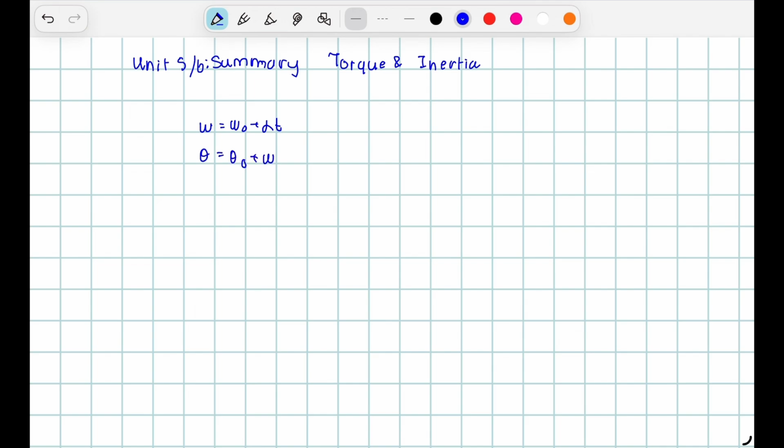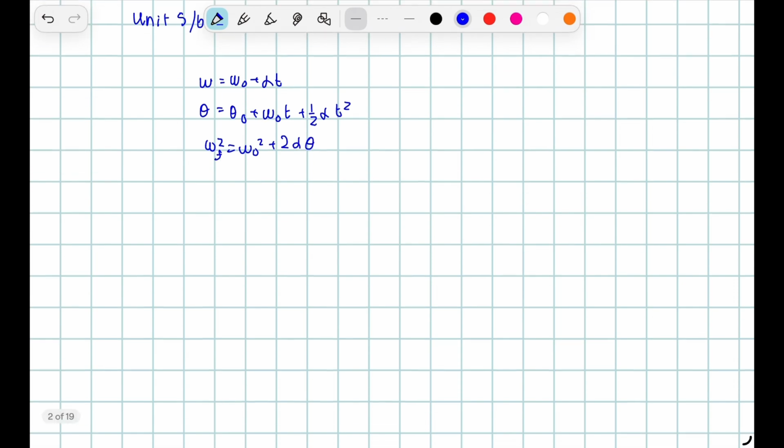So you have omega = omega initial + alpha t, theta = theta initial + omega initial t + 1/2 alpha t squared, and omega squared is equal to omega initial squared + 2 alpha theta.